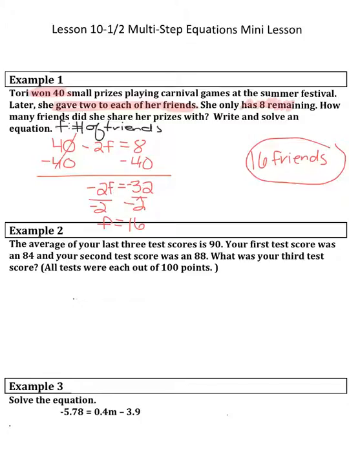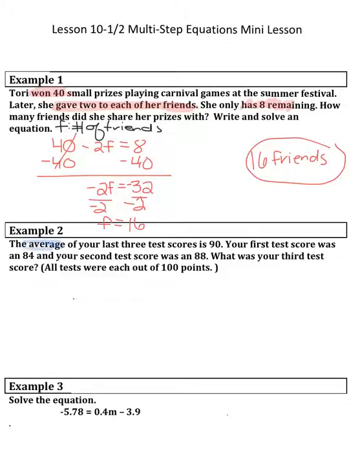Now, the first one was the easiest. These get a little harder. The average of your last 3 test scores is 90. Your first score was 84, and your second score was 88. What was your third test score? And just to help you understand this problem, I'm saying all tests were each out of 100 points, so those scores are the same as their percents. Okay, so what's a key word in this problem that's going to help you to set it up?